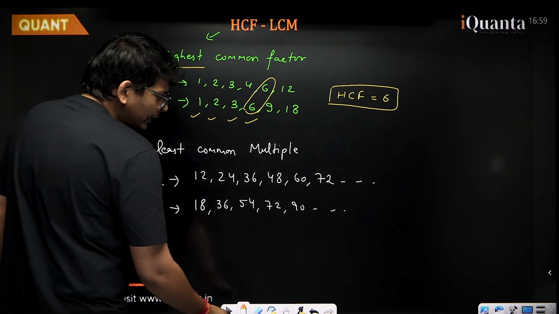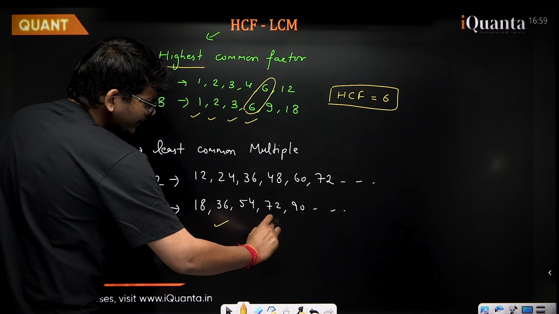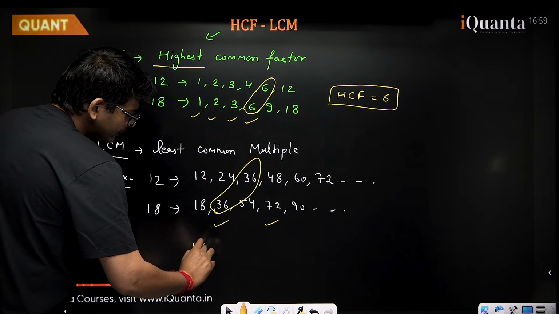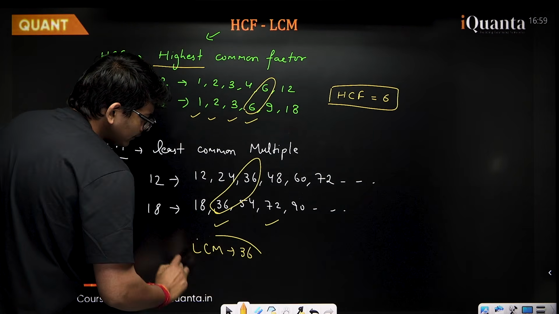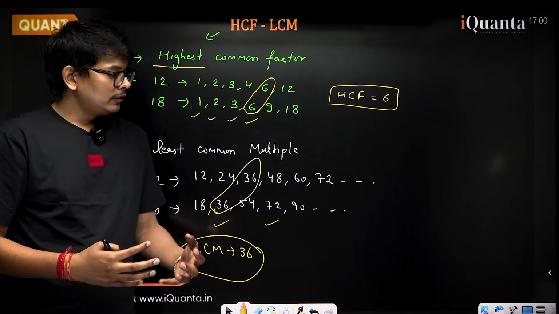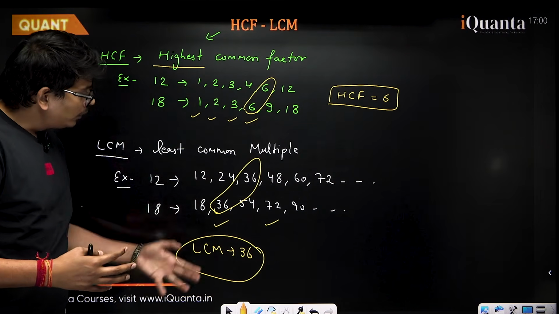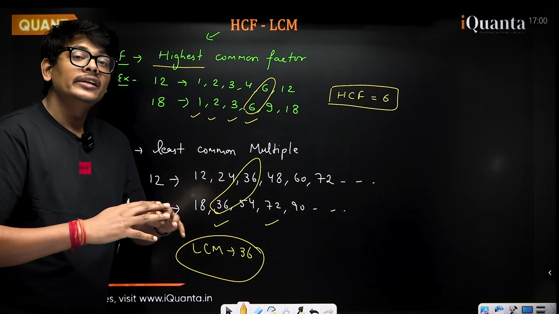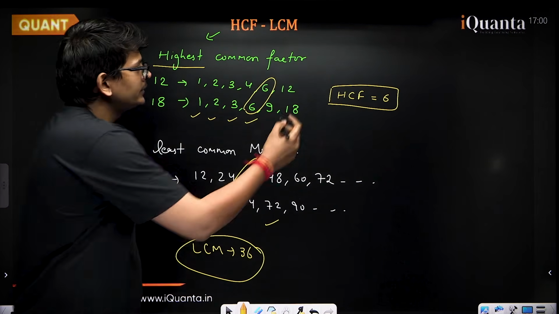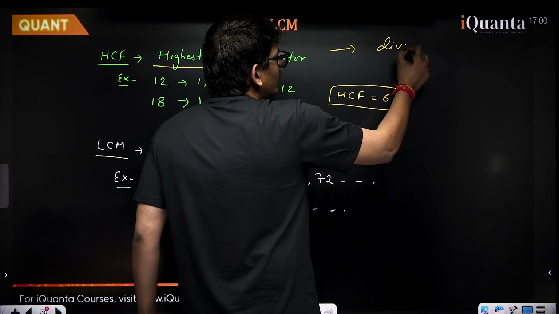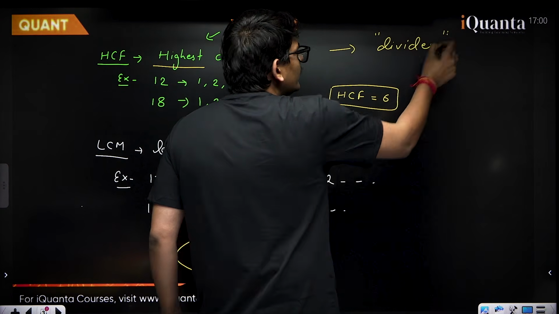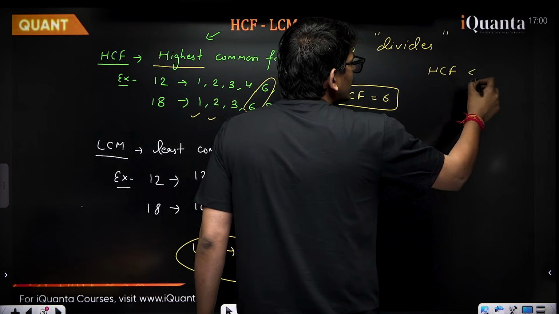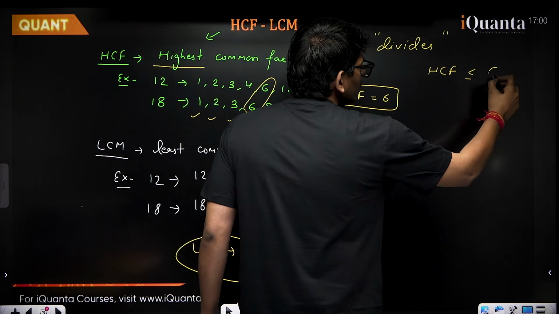Now, common multiples: 36, 72, and the least common multiple is 36. Basically, if I decode these two terms in simpler language, HCF is a number which divides the given numbers. That's why HCF is always less than or equal to the given numbers.